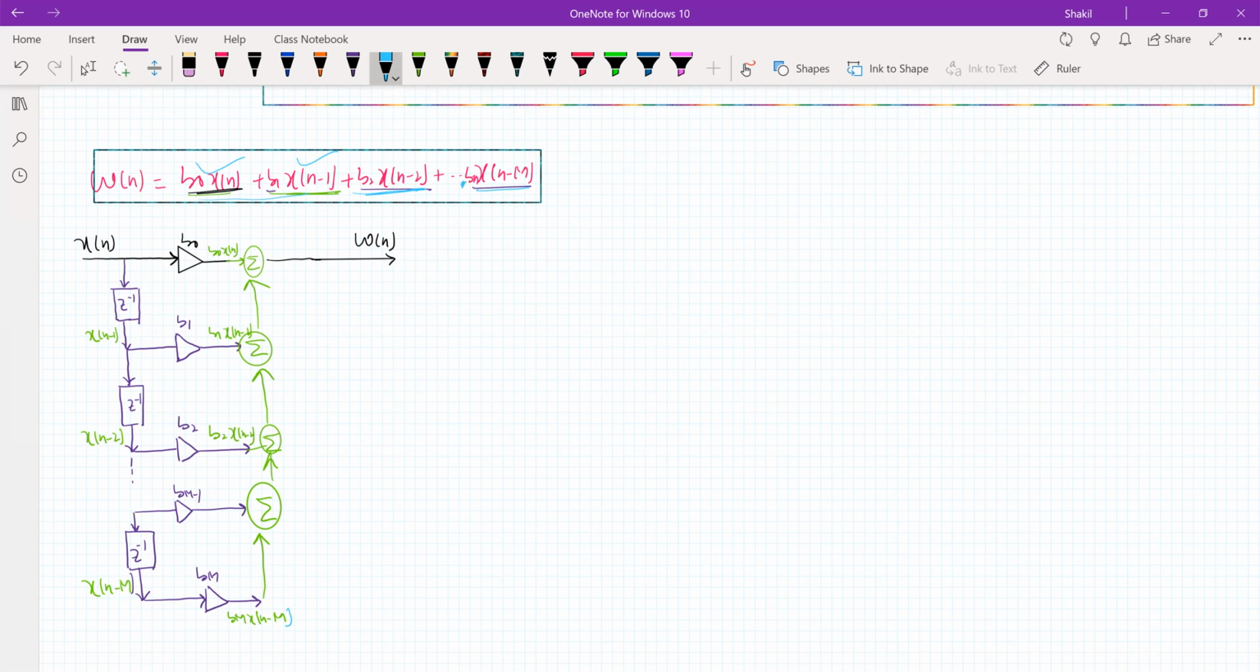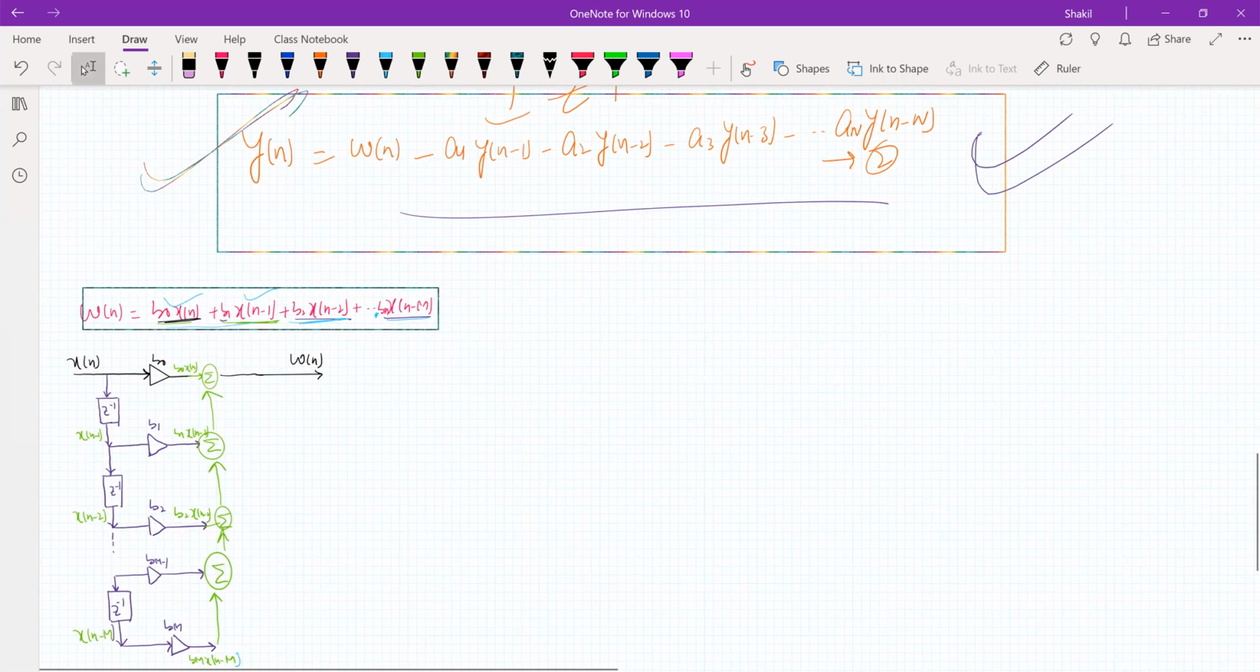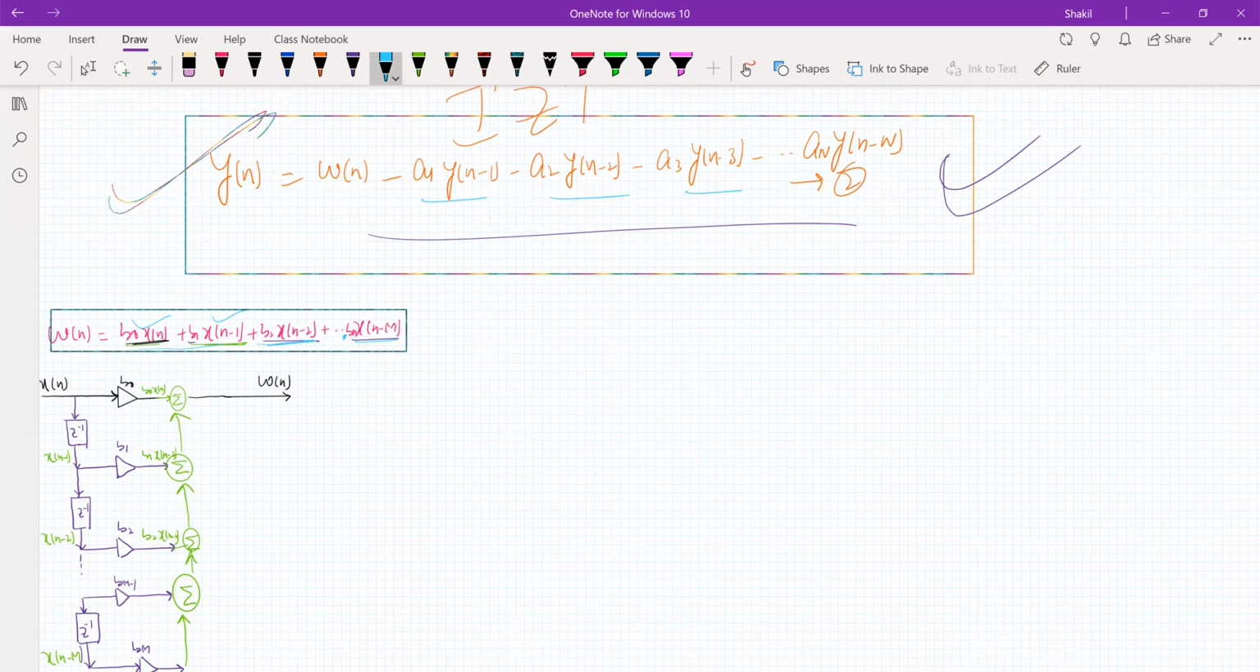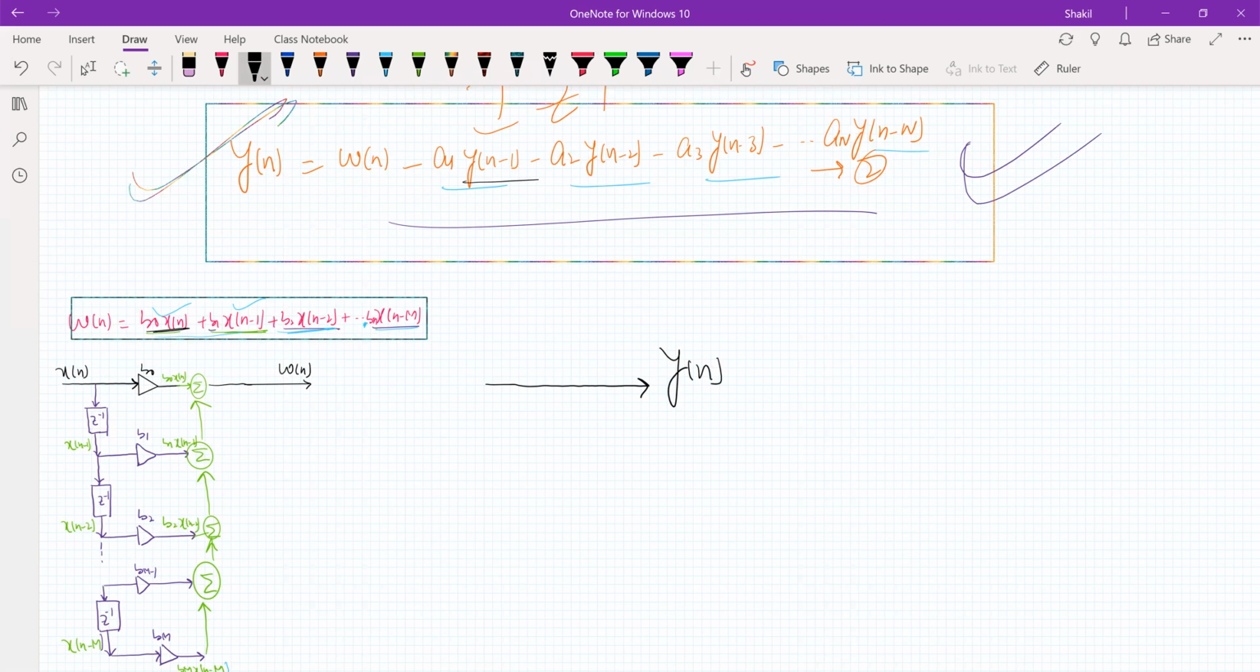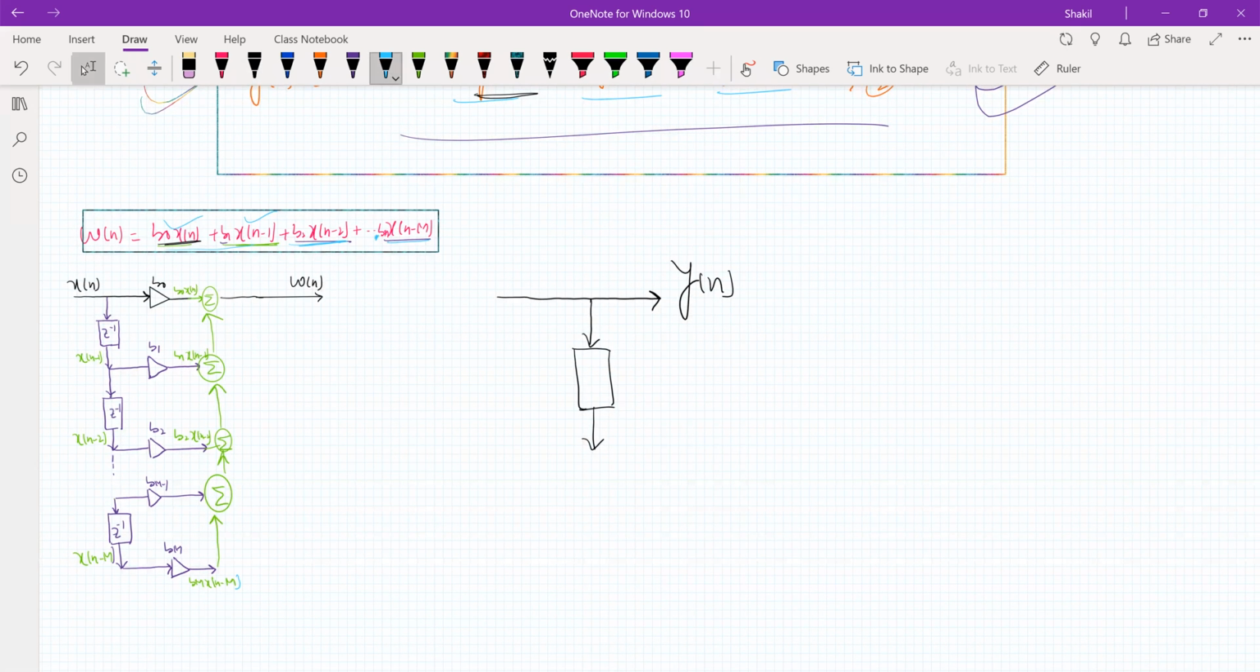Now to realize the second equation, that is this. To realize the second equation, this part, we'll say we have y of n here, right? So to realize y of n minus 1, we will delay this y of n. What we have here will be y of n minus 1.